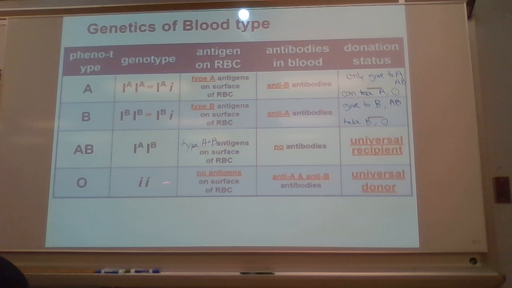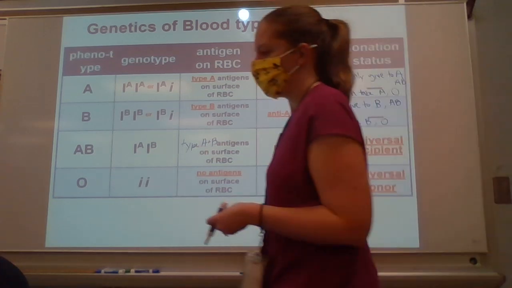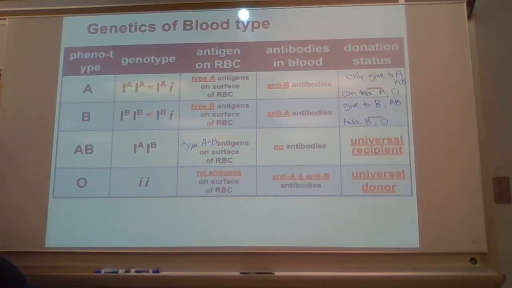However, if you have O blood type, you can only get blood from other O types. Because otherwise, if you got any of this blood into you, anything with an A or B antigen, your antibodies are going to attack it. Right? So just kind of a quick lesson on that.